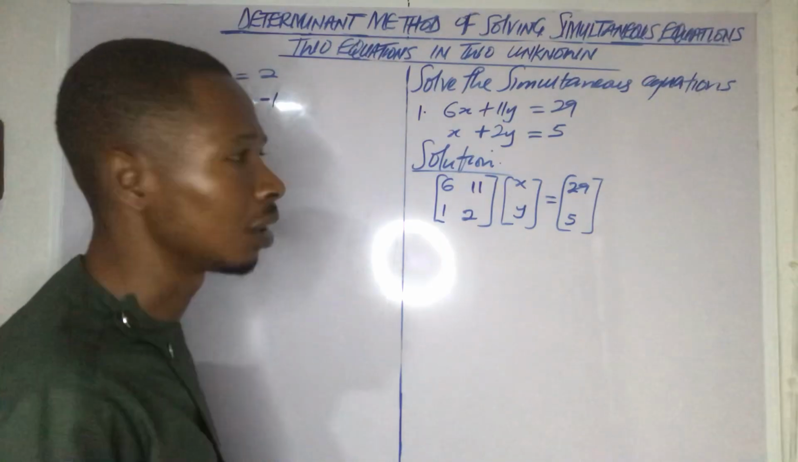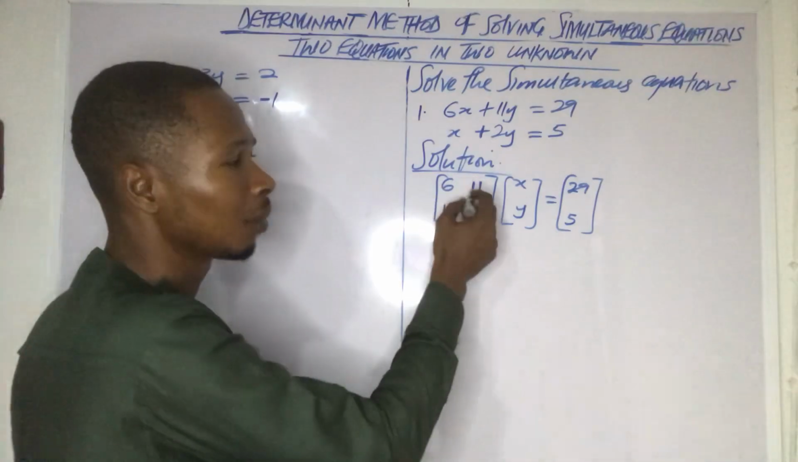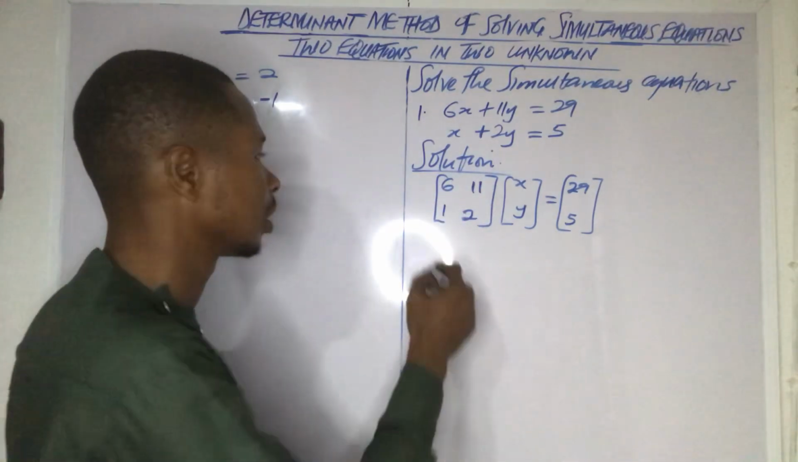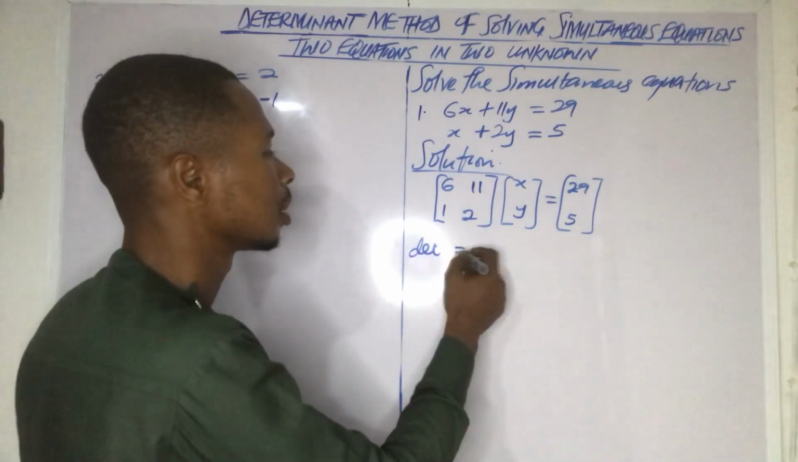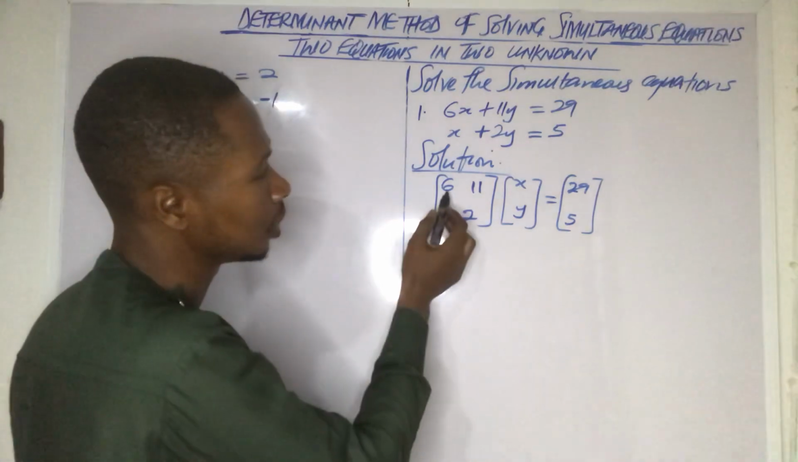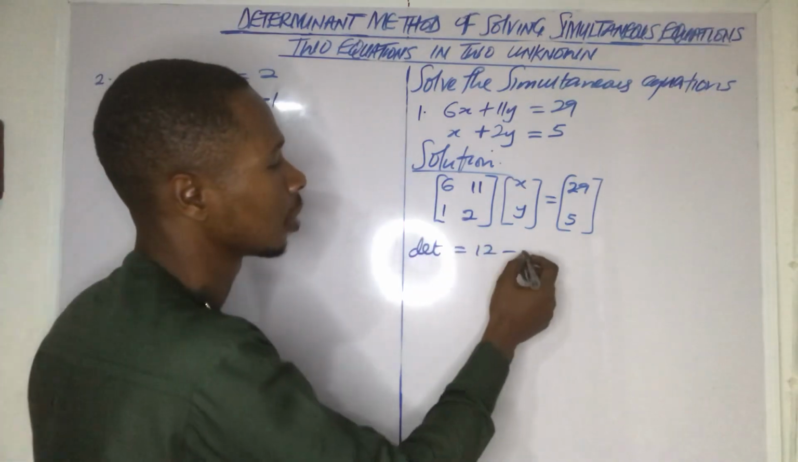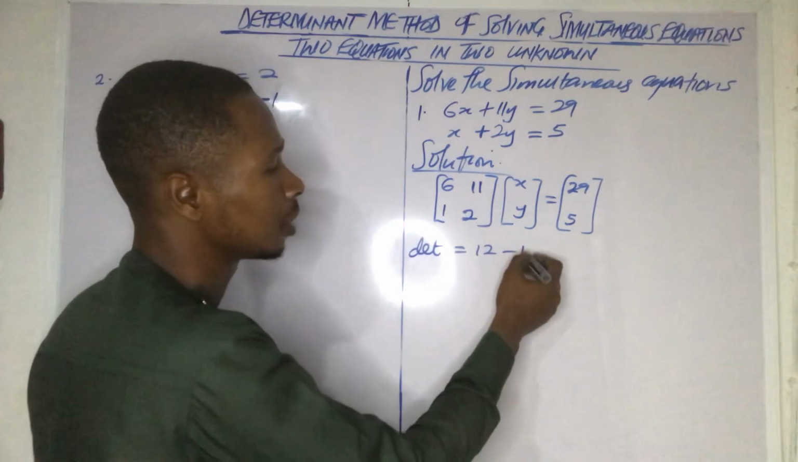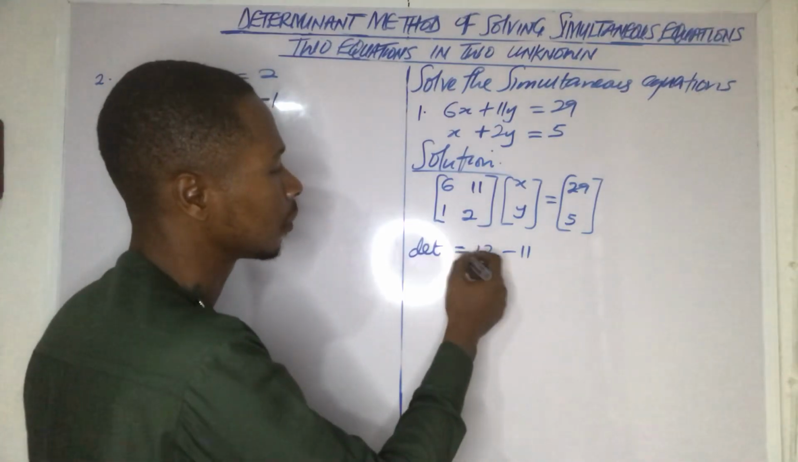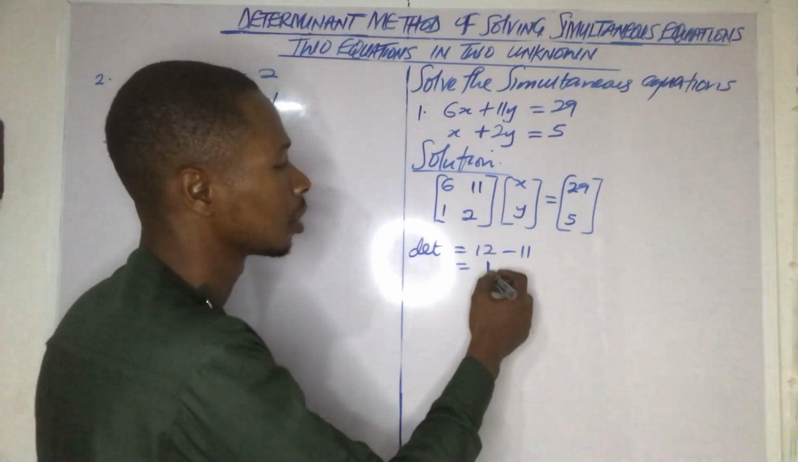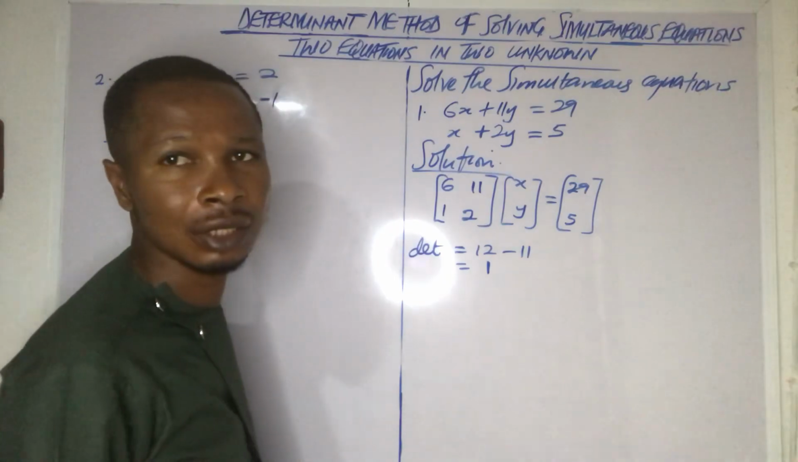If you have done that, then find the determinant of the original matrix itself. That's this multiplied by this, that's 12, minus this multiplied by this, that's 11. 12 minus 11 is what? 1. Now the determinant of the matrix is 1.